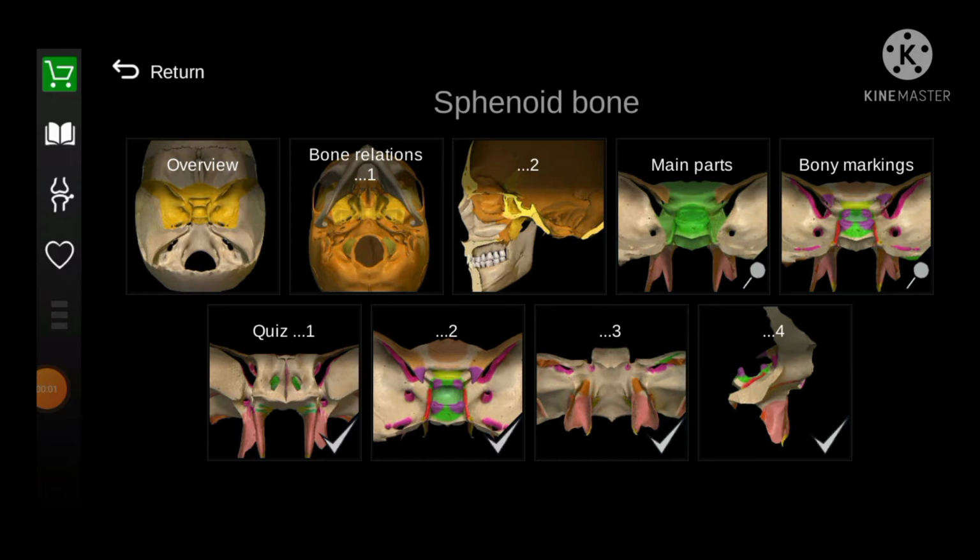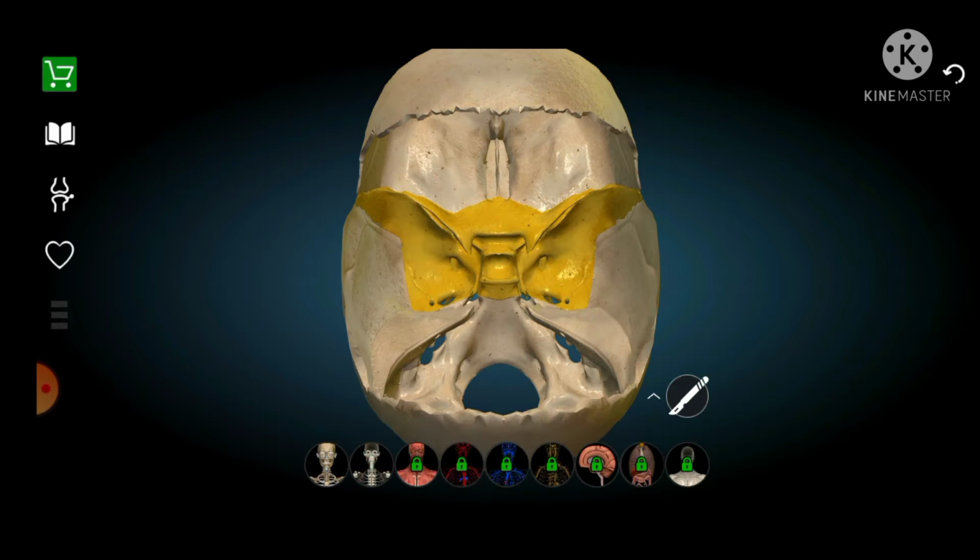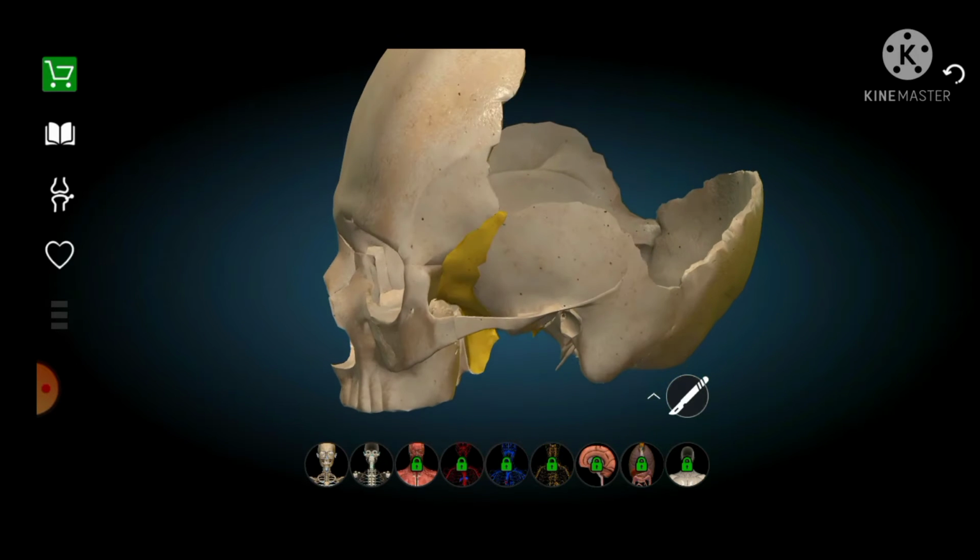Let us discuss the sphenoid bone. This is an important bone for learning in head and neck osteology. First, I will discuss the overview, then bony relations, then main parts, and then bony markings. Going into the sphenoid bone overview. This is the overview of the sphenoid bone.